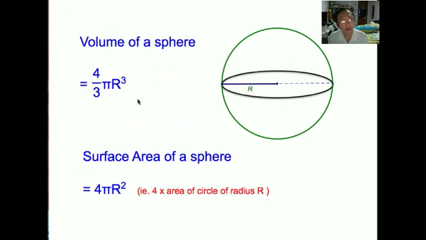Next, we take a look at the volume of a sphere. The volume of a sphere can be found by using an experiment or deriving from algebraic source. It is 4/3 pi r cubed, and the surface area of a sphere is found by 4 pi r squared, which is simply 4 times the area of a circle of radius r.